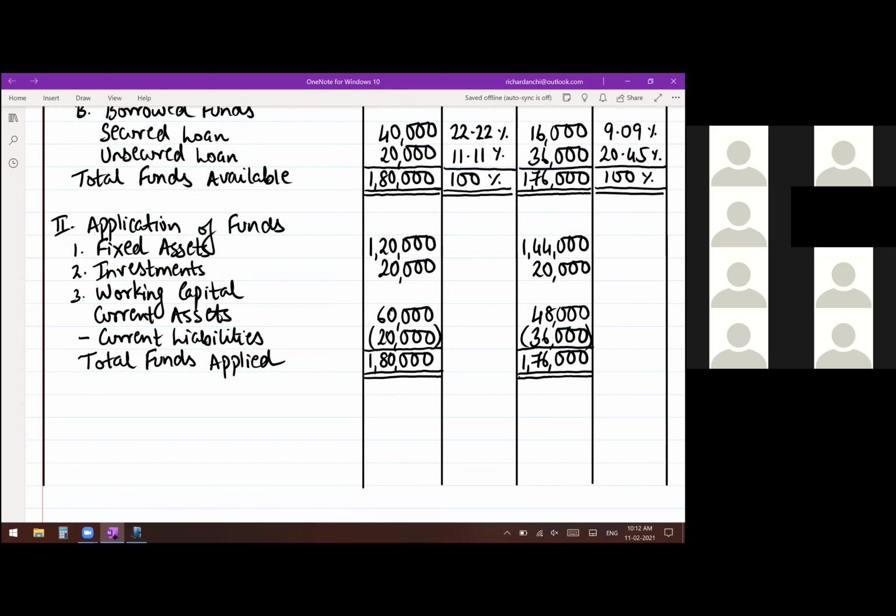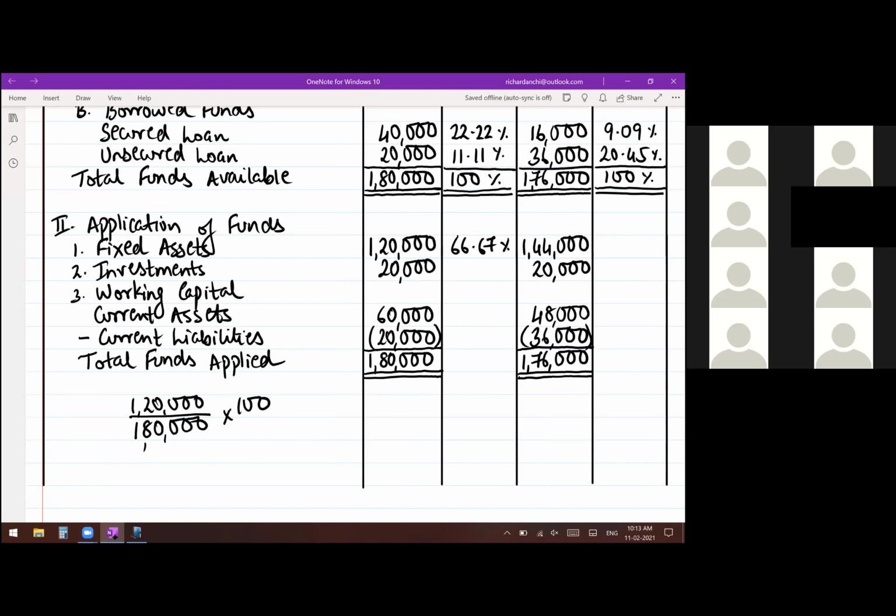Now, time to calculate percentages. Stick to only 2017 first. The base total funds applied is 1,80,000. Starting with the first item there, fixed asset, which is 1,20,000. Multiply by 100 and get a percentage. 66.66%. So if you round off, that comes to 66.67%. 6666 is recurring. Round off to the next 67%.